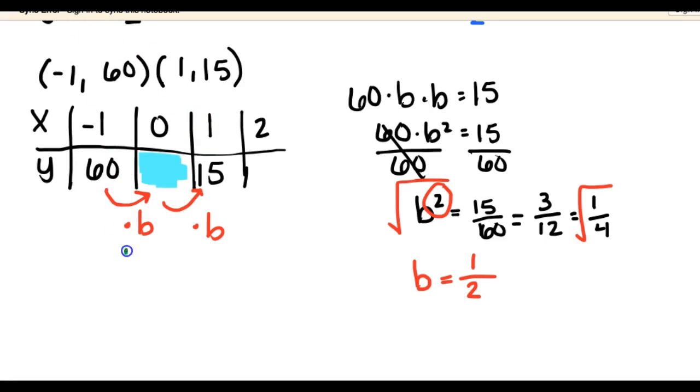So if I multiply by 1/2, so 60 times 1/2 is really 30 times 1/2. Now if we kept going, we could. Okay, so what that means for our equation is y equals 30, because that's the value that we need for A, times 1/2 to the x. So this one was a little bit trickier, but just keep practicing these, and I promise I'll give you more worksheets and we can go over it some more.